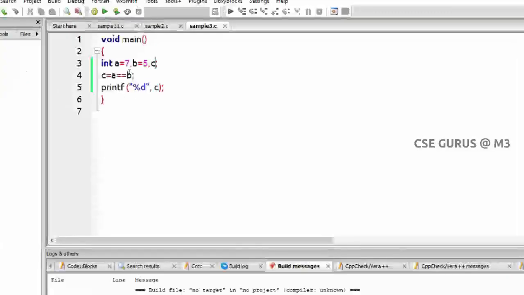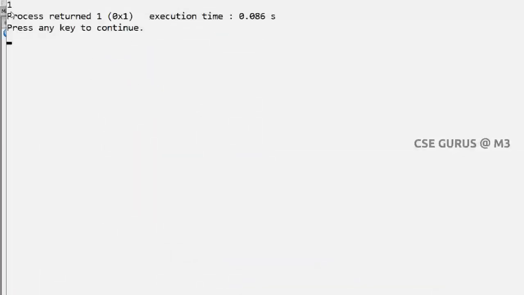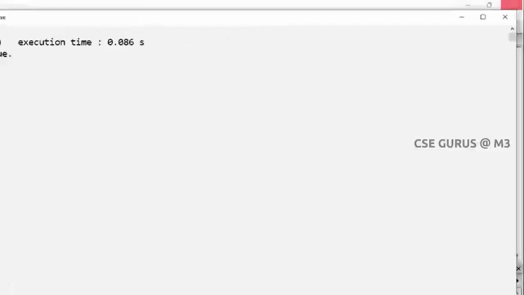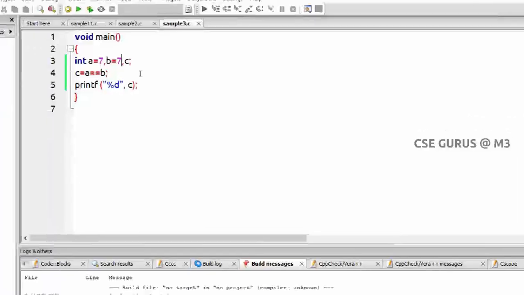Now let me take both the values as the same. Now c value will become 1, right? You can see here the output. So that is what, if both the values are same, that means the comparison value will be 1. So that will be assigned to c. So like this we can consider.